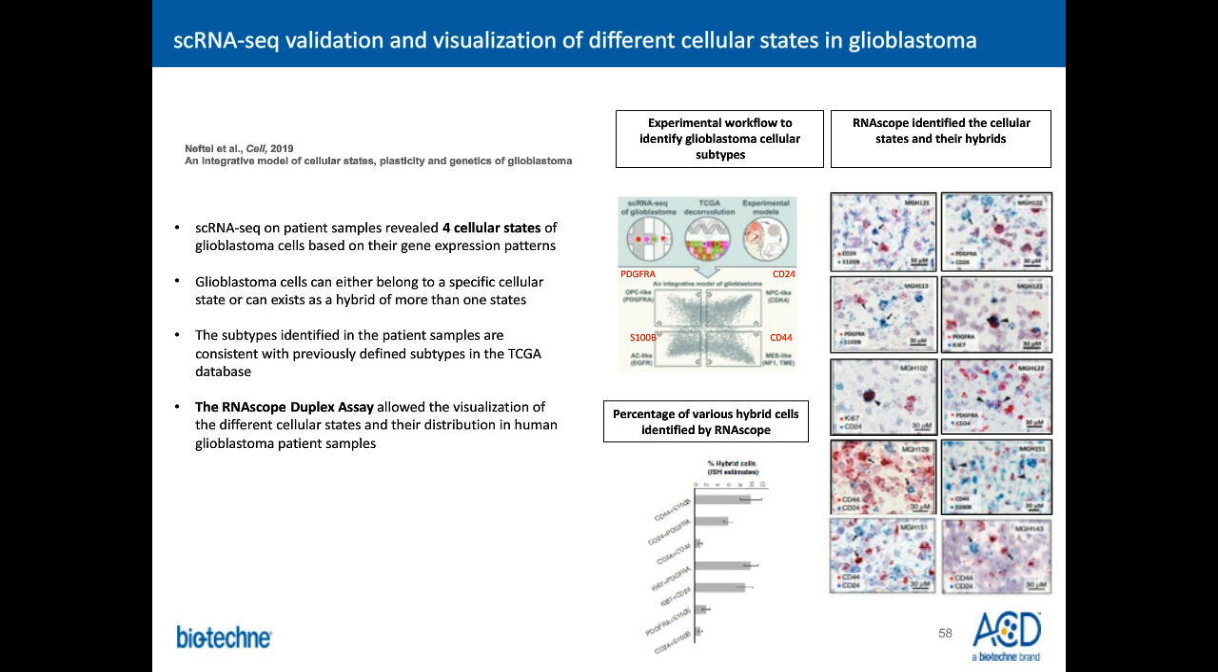And using RNA-scope, they validated the presence of these cellular states by using probes against the specific markers. But what they identified instead was that the glioblastoma tumor cells can not only exist as a single cellular state, but they can exist as a hybrid state, as you can see in this RNA-scope staining panel on the right side. They used the duplex assay, and what they identified was they could visualize the hybrid states of these glioblastoma cells using specific markers, which was an interesting finding and will aid in developing newer and better therapies for treatment of this deadly cancer.